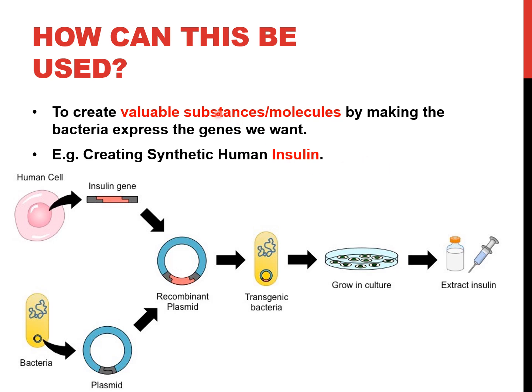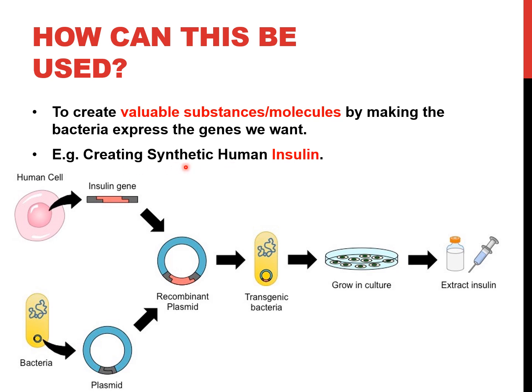All right, so finally, how can this technology be used? All right, it creates valuable substances or molecules by making the bacteria express the genes we want. All right, as I just mentioned, if the bacteria express those genes, that means the proteins are made. All right, once those proteins are made, we can do whatever we want with them if we are able to extract them, which we can in certain scenarios. Okay, perfect. So the perfect example is creating human synthetic insulin. All right, so human insulin. People that are diabetic, they need this.